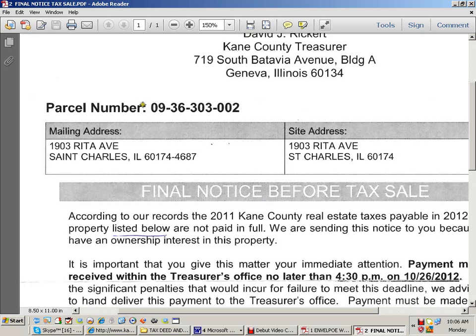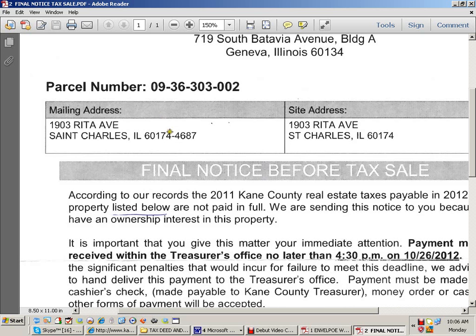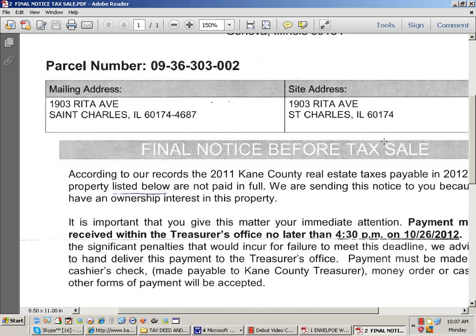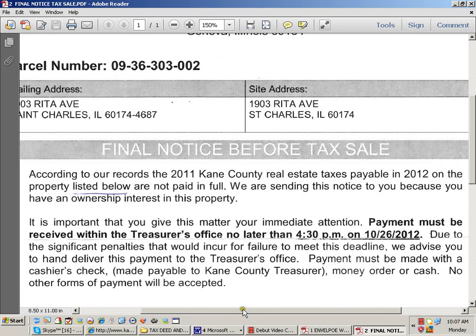Okay, you got your parcel number. Then it's got two different addresses here. You got a mailing address and a site address, and they're not quite the same. The mailing address is all spelled out St. Charles with a +4, and the site address is St. Charles with just the regular 5. Yeah, but they have the same common street name. Have the same common part. Yep. However, the rest is not the same.